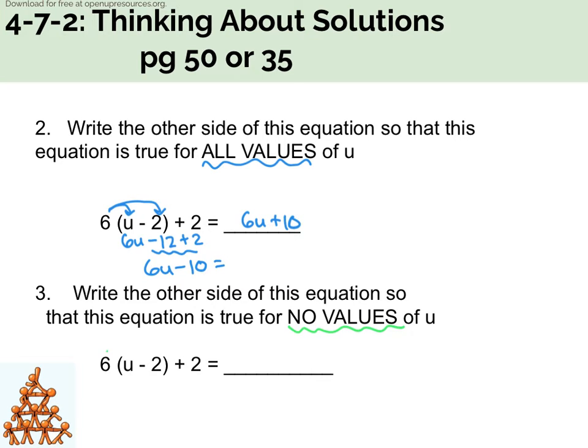All right, so let's multiply this in. Okay, so 6 times u is 6u. 6 times negative 2 is negative 12. And then we're going to add the negative 12 and 2 together. So this is 6u plus 10. So what's something that we can put in there so that both sides are not equal? Well, I can put in there a 6u. Does 6u plus 10 equal 6u? No, that's not true. So it is true for no values. There's nothing that's going to be put in there so that both sides are equal.